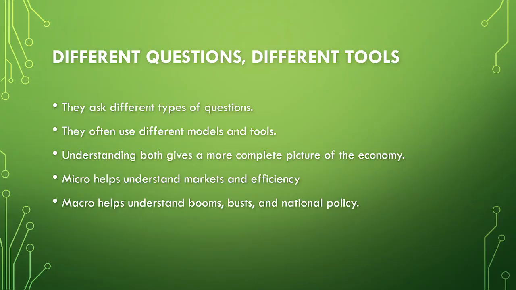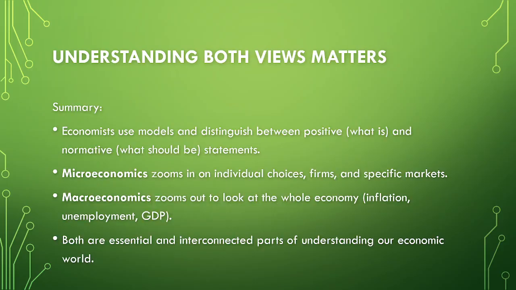Now, why do we split them? Why do we have to divide economics into both micro and macro? Because they ask different questions and often need different tools or models to answer them. Micro helps us understand how markets work efficiently, and macro helps us understand the overall health and direction of the national economy. That is the basic reason we divide it into micro and macro.